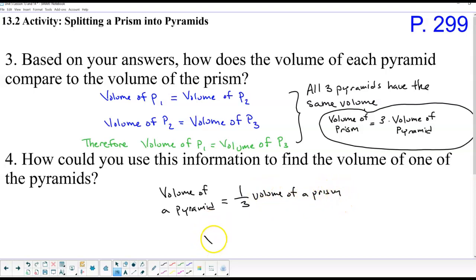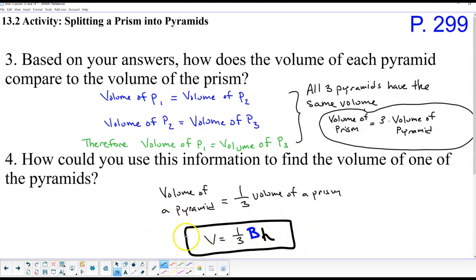But let's take that one step further. We know that the volume of the prism is always the area of the base times the height. So here's my new formula for the volume of a pyramid. It's just 1/3 the area of the base times the height.